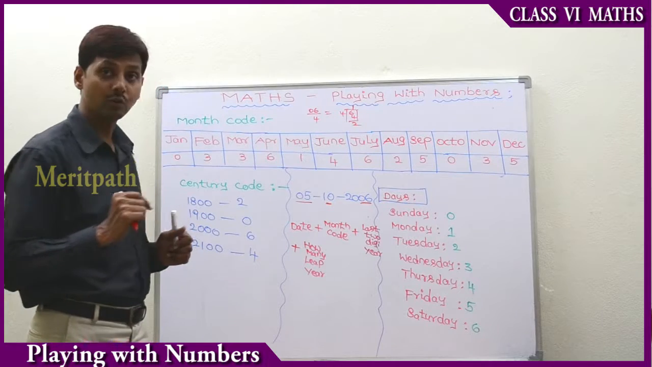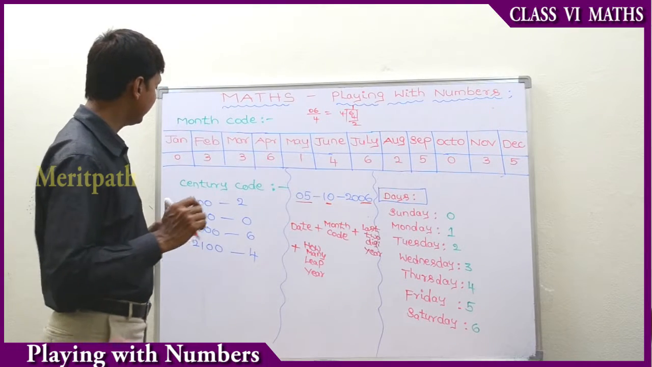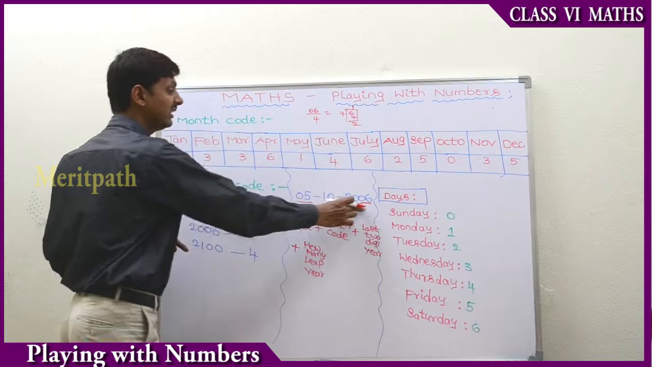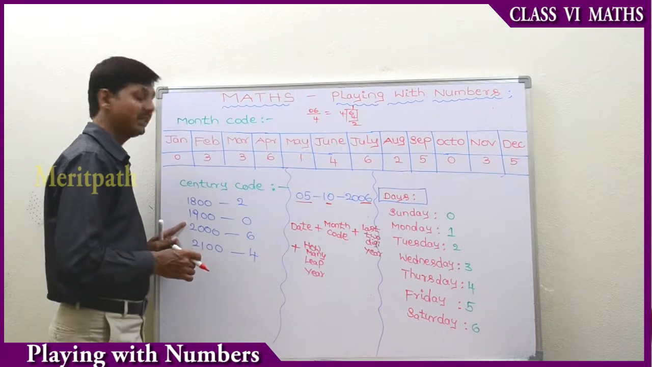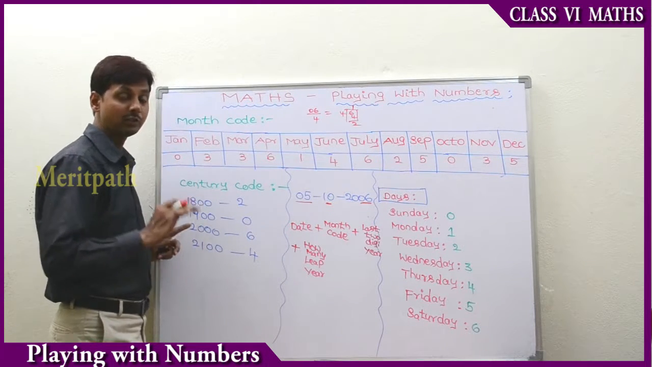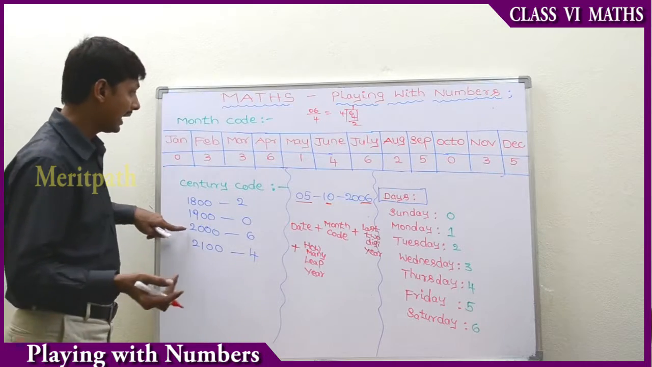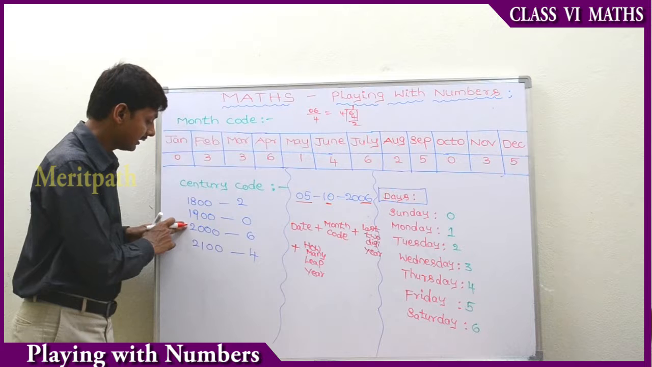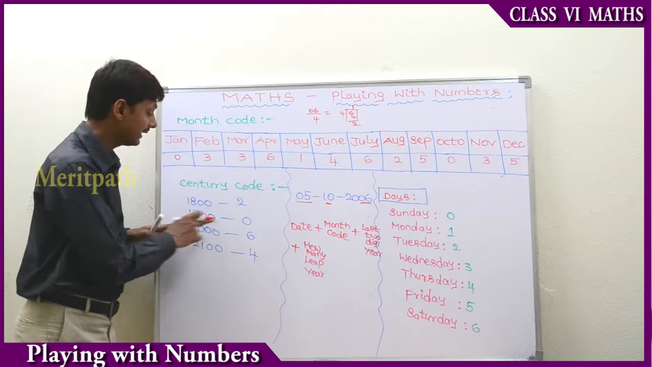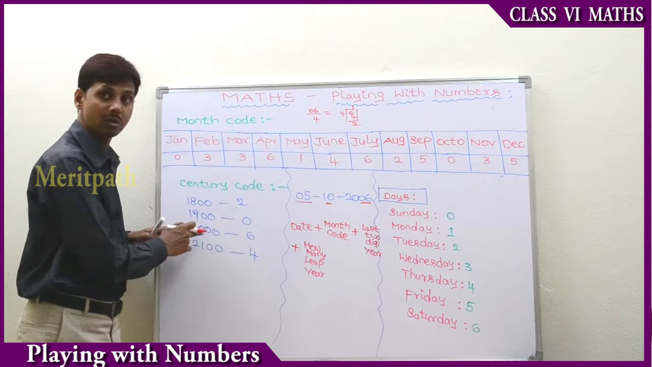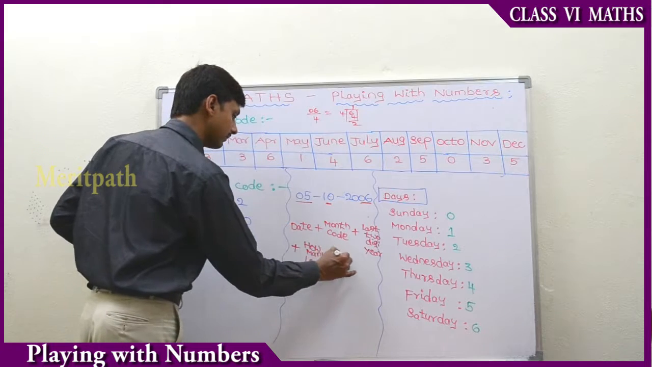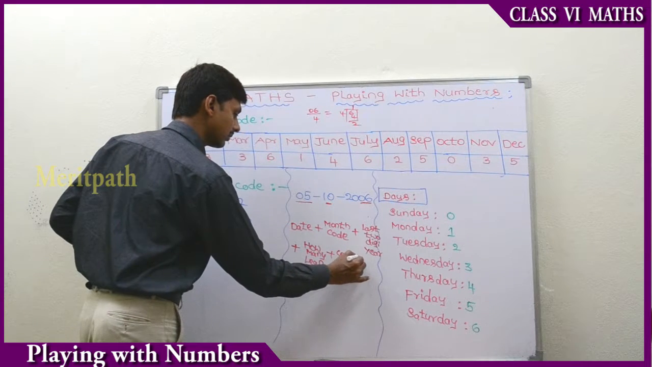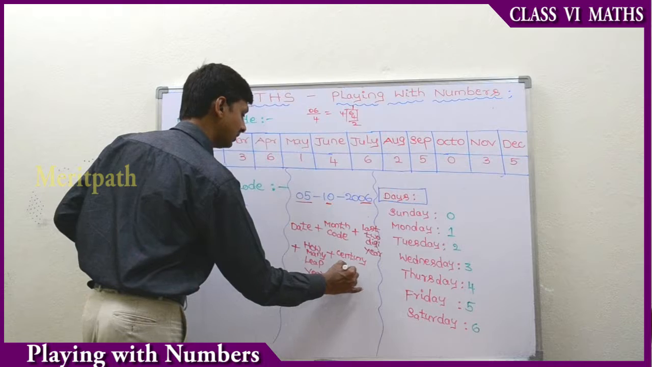Next one is the century code. This falls in the 21st century, and 2006 is from 2000 to 2099, so we get this number as the century code.